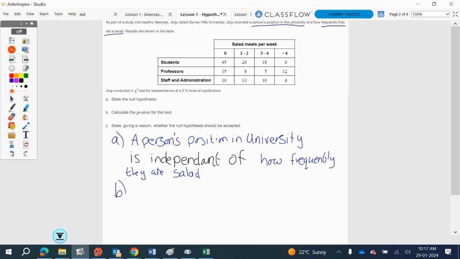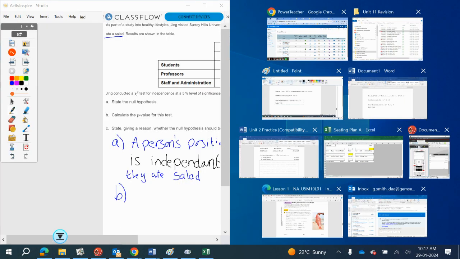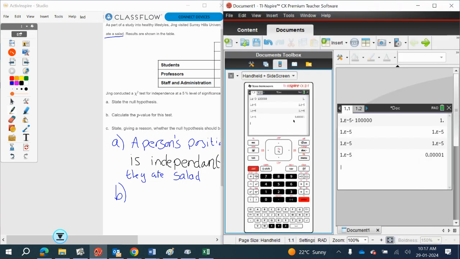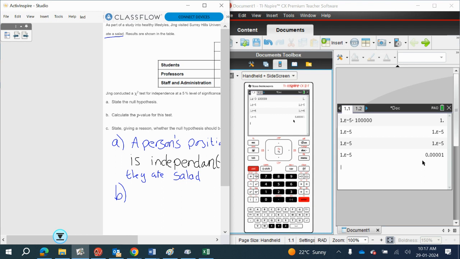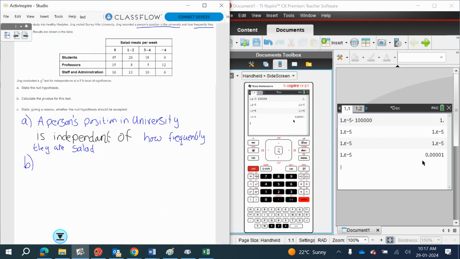B. Calculate the p-value for the test. So this usually you guys do well. Let's have a look on this one. So we have to start off by creating a matrix.